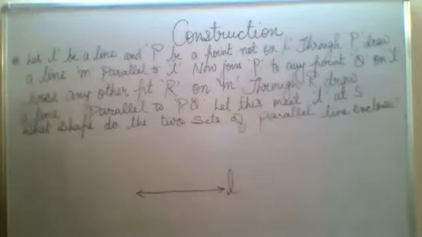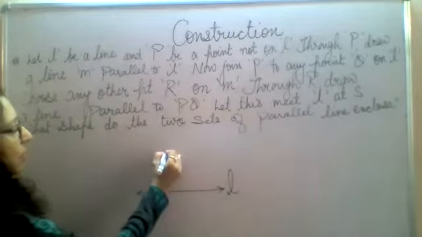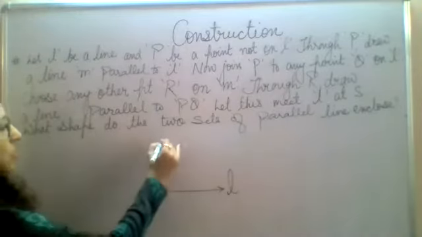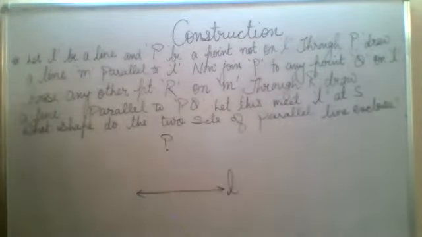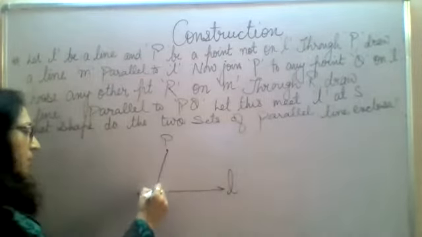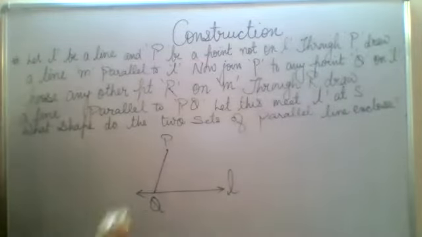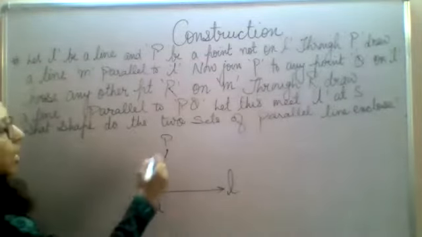Draw a line L of any measurement. Now take P point not on it. It means you can take here, this is P point. After this, through P you have to draw a line parallel. So let's extend this. Take this point Q. This is PQ.